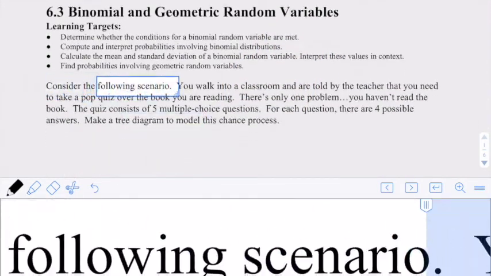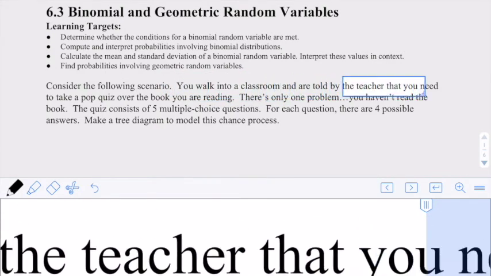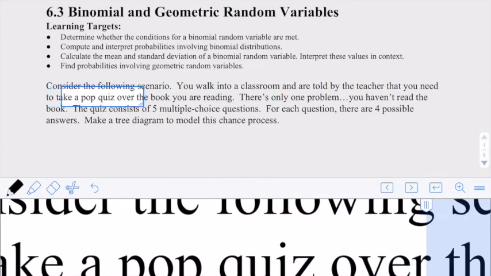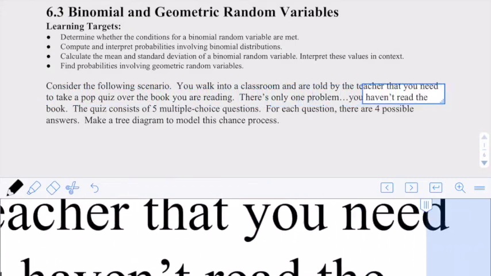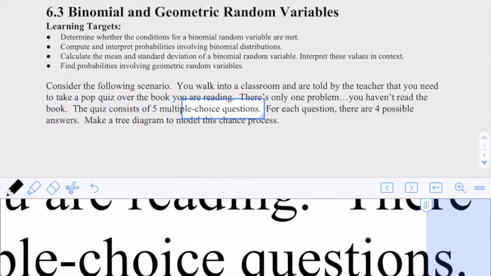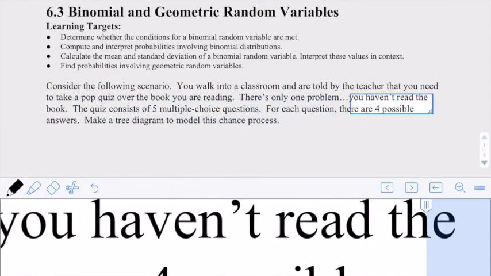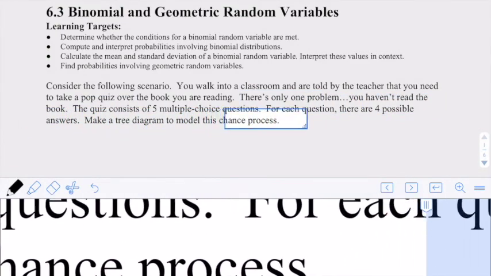So consider the following scenario. You walk into a classroom and are told by the teacher that you need to take a pop quiz over the book you are reading. There's only one problem. You haven't read the book. The quiz consists of 5 multiple choice questions. For each question, there are 4 possible answers. Make a tree diagram to model this chance process.